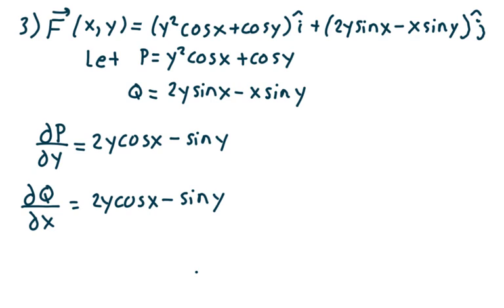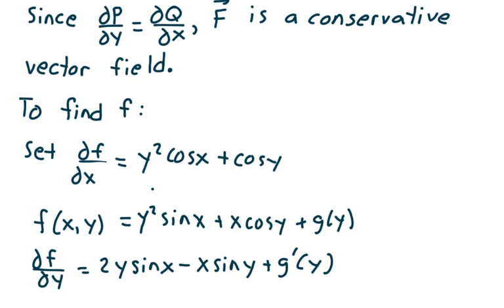So the partial of P with respect to y is equal to 2y cosine of x minus sine of y. The partial of Q with respect to x is equal to 2y cosine of x minus sine of y. And notice how the partial of P with respect to y is equal to the partial of Q with respect to x. So we can say F is a conservative vector field.